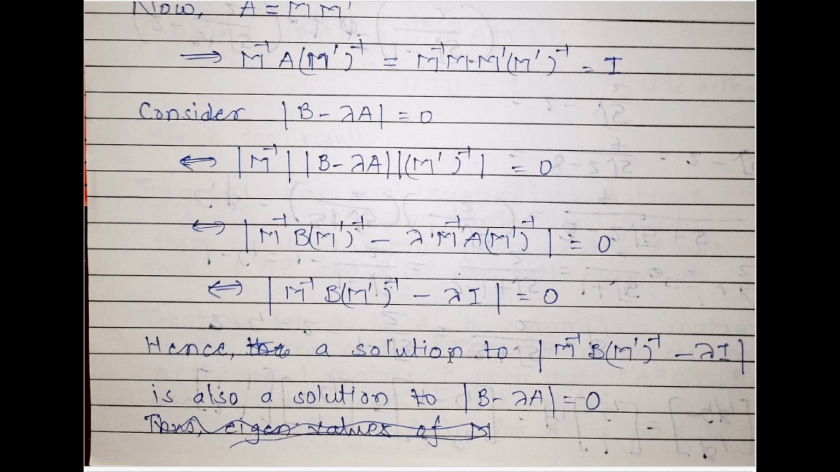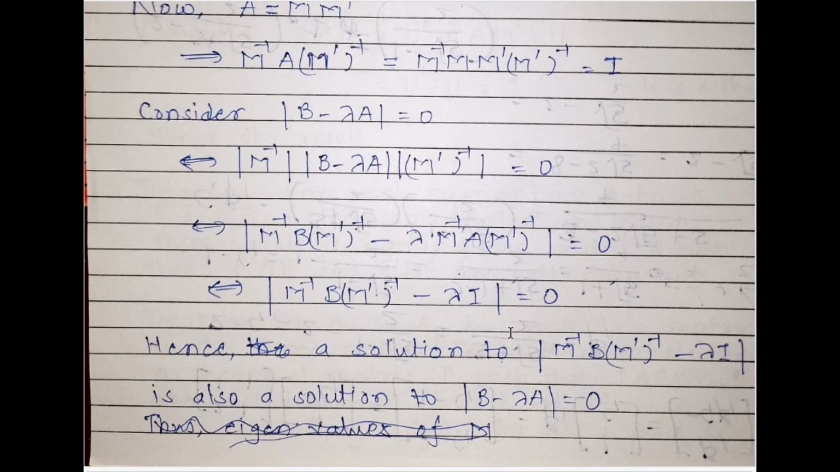So this is how we get the link. So the lambdas are nothing but the eigenvalues of M inverse B M dash inverse. So this is how we get the link between these two. This equation is equivalent to this one. So the solution to this will be the solution to this, or the solution to this will be the solution to this. So this goes on to prove that the lambdas are eigenvalues of M inverse B M dash inverse.